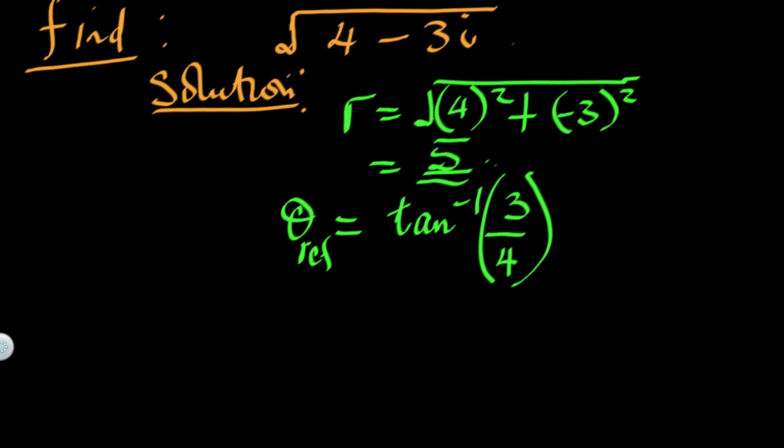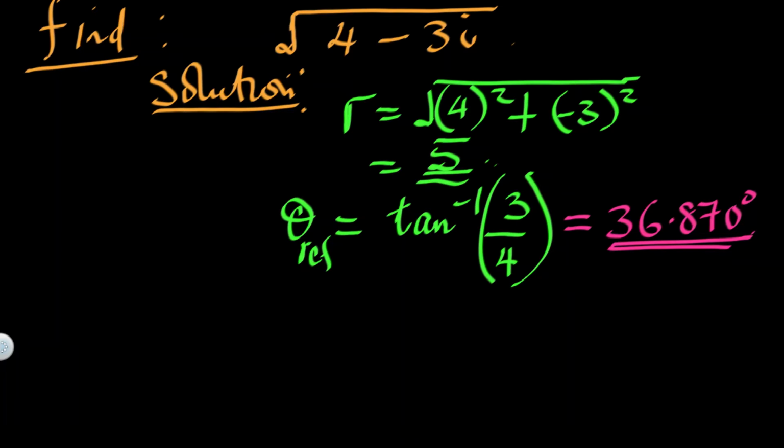Arctan of 3 divided by 4. So my theta ref is 36.87 degrees, 36.870 degrees to 3 decimal places.